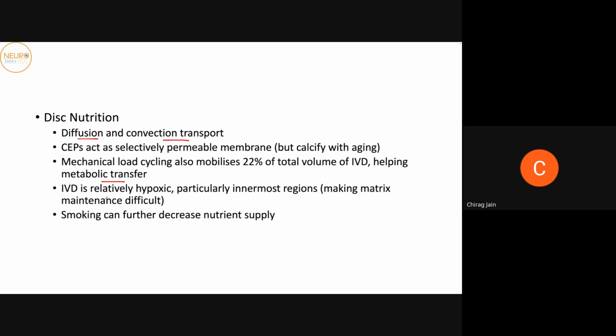But overall, an intervertebral disc is relatively hypoxic, and that is why it is so difficult to repair a disc. Also, if you get a disc infection, it is very difficult for it to get eradicated. Smoking can further decrease nutrient supply to discs, so it is important to advise patients not to smoke when they already have disc problems.